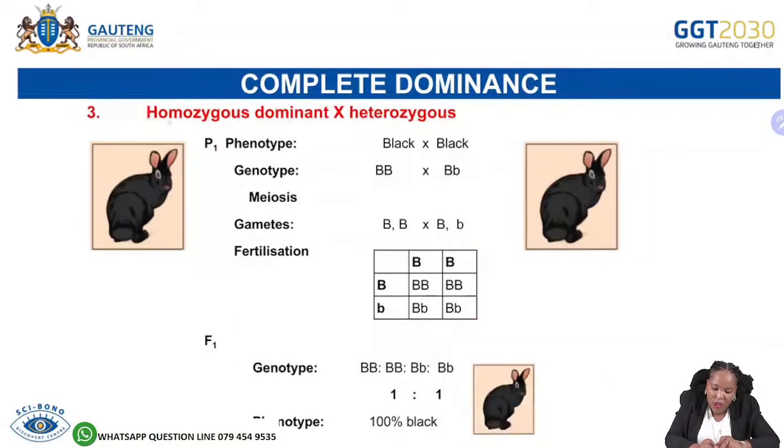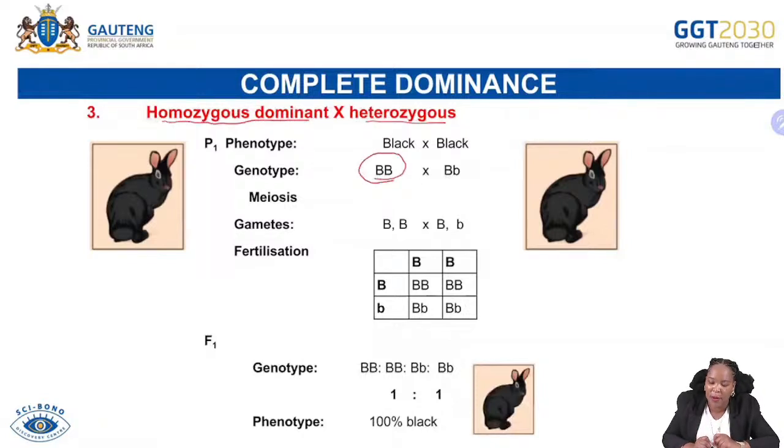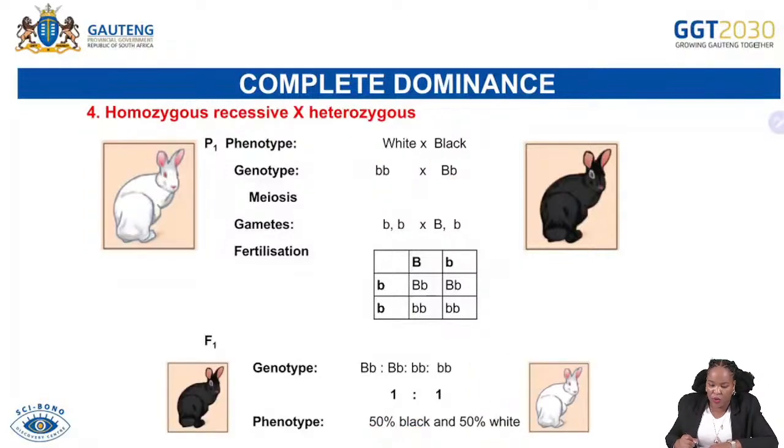Then if you have a situation with a homozygous dominant for black color and a heterozygous, what are the chances? The offspring are going to be all 100% black. So you check your statement against what you get at the end, so that you can verify that your cross is correct.